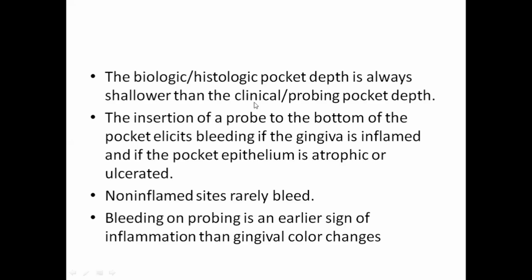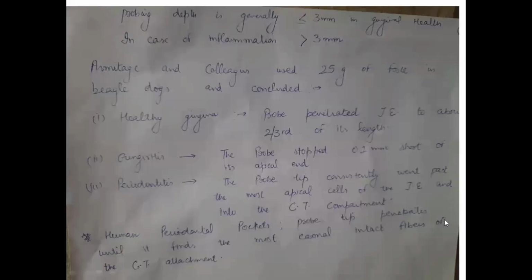Now, the insertion of a probe to the bottom of the pocket elicits bleeding if the gingiva is inflamed and if the pocket epithelium is atrophic or ulcerated. Non-inflamed sites rarely bleed. Bleeding on probing is an earlier sign of inflammation than the color changes. This all of us we know. Now, probing depth is generally less than 3 mm in gingival health, but in case of inflammation, it can be more than 3 mm.